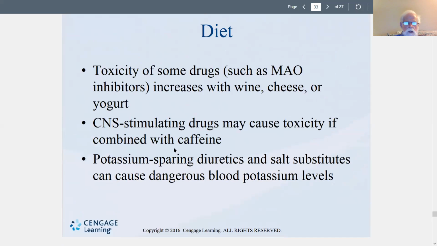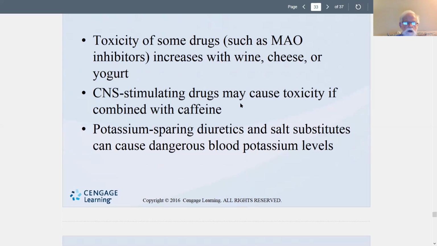Okay. We all know that monoamine oxidase inhibitors, which are used for treating depression, have toxicity that rises in some people who drink wine or eat cheese or yogurt. CNS drugs: CNS stimulating drugs, if combined with caffeine, can cause a problem.